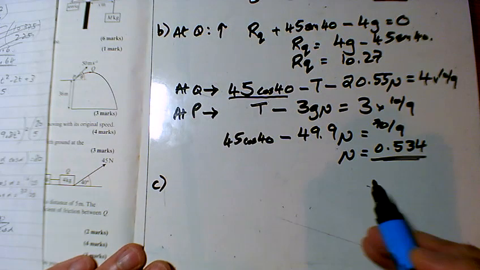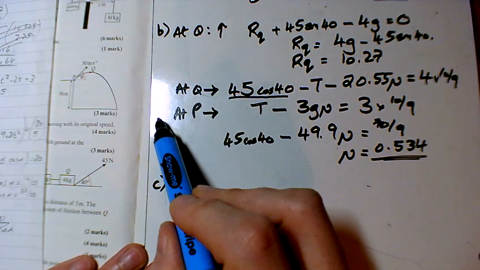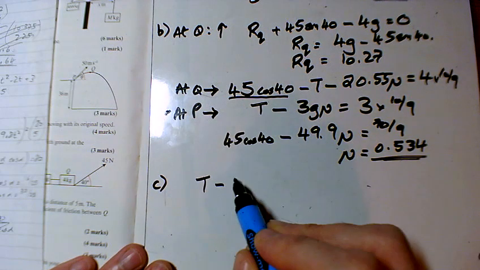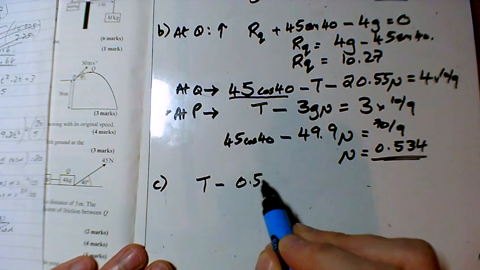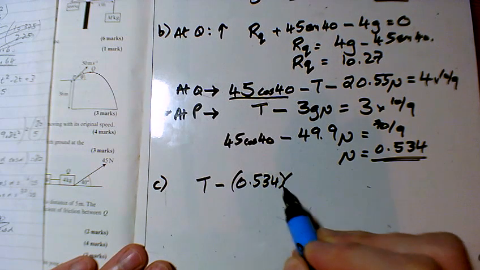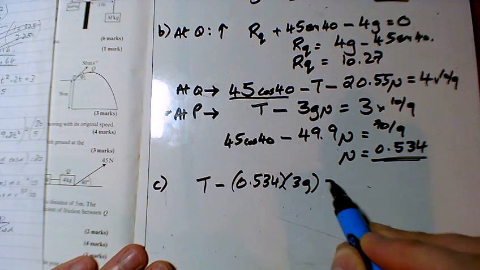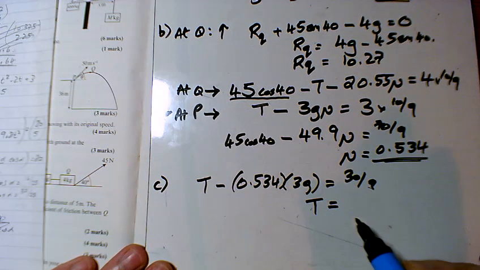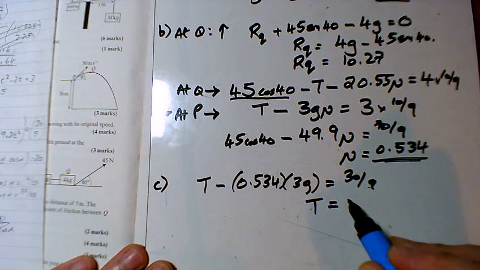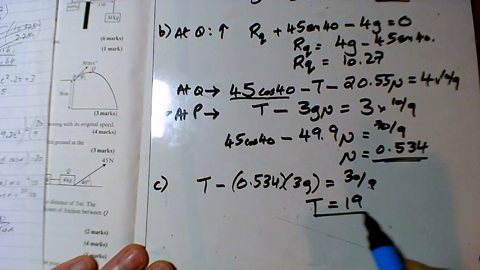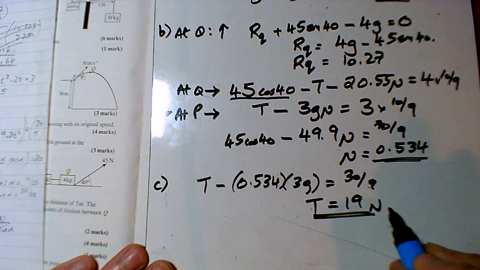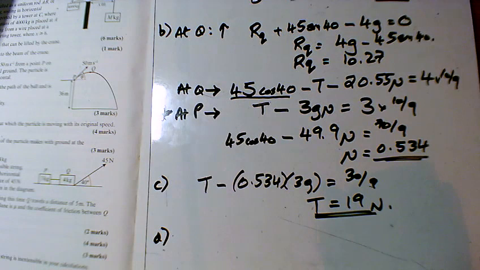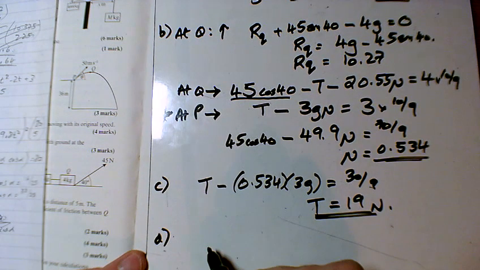So part C, don't worry, there's not too much to go. Part C, I'm just going to put it into here. So I've got T minus, and we'll put the mu in there. So I've got 0.534 times by 3g equals 30 over 9. Just add that to both sides, and I can see that the tension's 19.045 or 19 newtons.